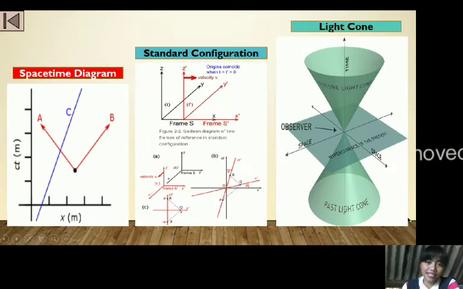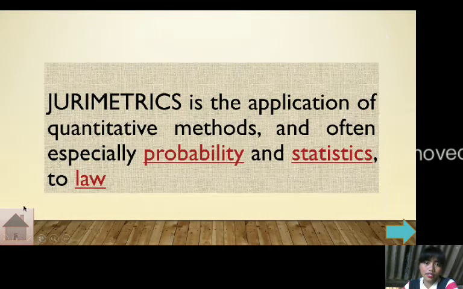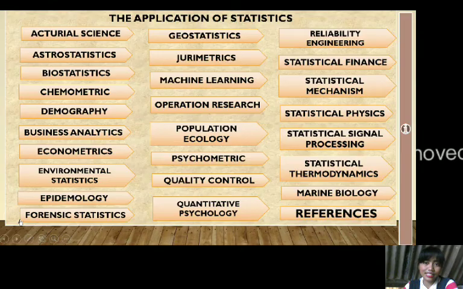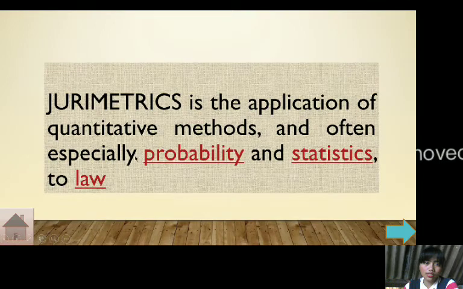The space-time diagram, the standard configuration, and in the light cone. So that is the use of statistics and geostatistics. Next is the geometrics. So what is the use of statistics and geometrics?